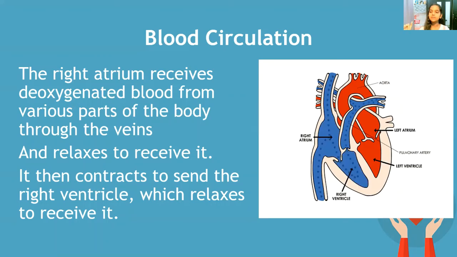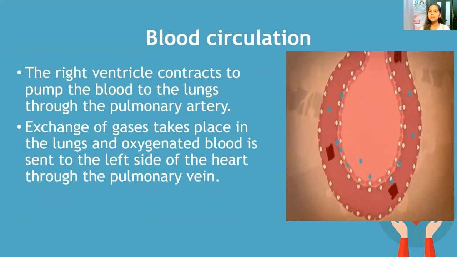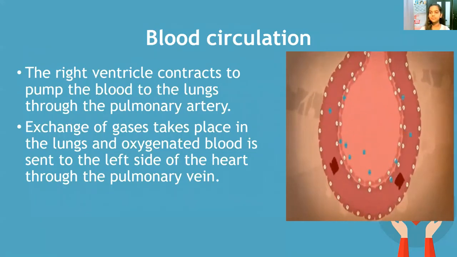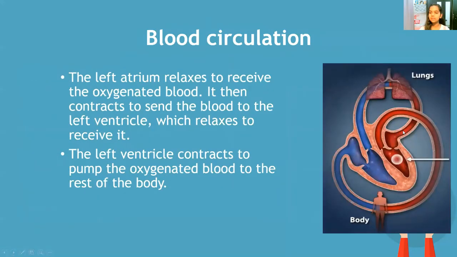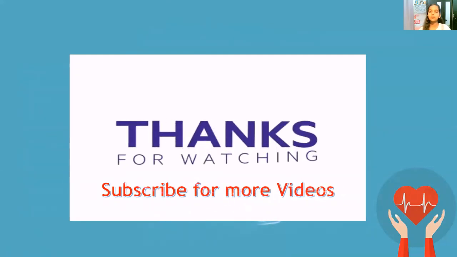The pulmonary artery goes to the lungs, and the exchange of gases occurs, and the pulmonary vein carries the oxygenated blood to the left atrium. Once the left atrium receives it, it contracts and sends the blood into the left ventricle. Once the left ventricle receives it, it contracts and pumps blood to different parts of the body. So this is how the circulation process occurs in our body.